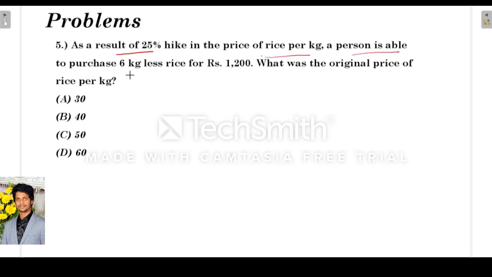So next question. As a result of 25% hike in the price of rice per kg, the person is able to purchase 6 kg less rice for 1200. What is the original price?